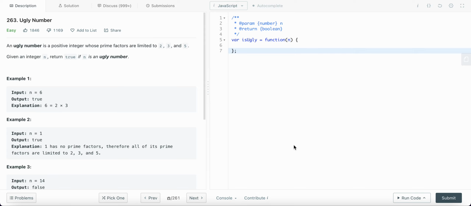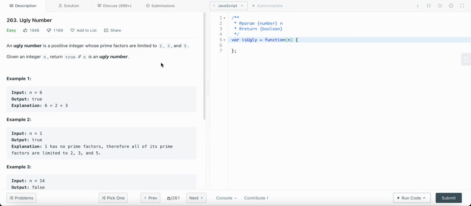Hello friends, today I'm going to solve LeetCode problem number 263, ugly number. In this problem we are given an integer n and we need to find out if the number is ugly or not. An ugly number is a positive integer whose prime factors are limited to 2, 3 and 5.